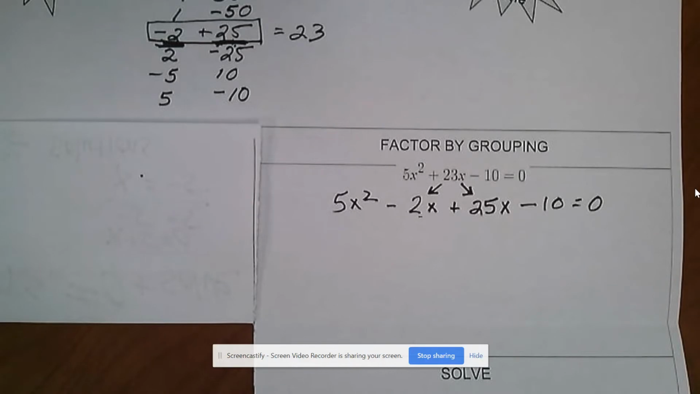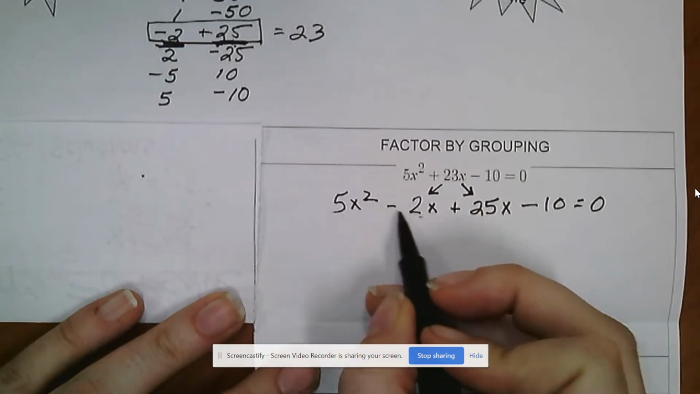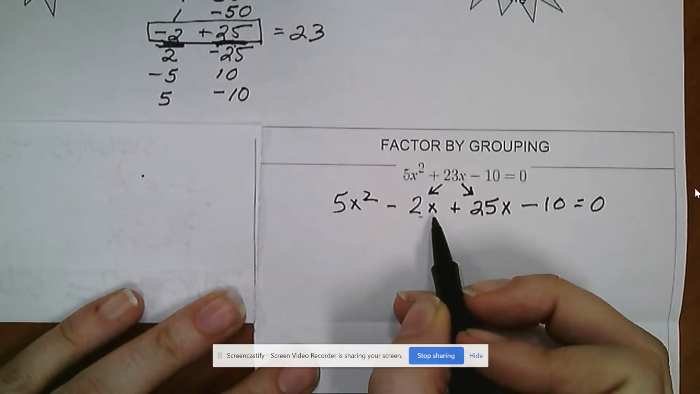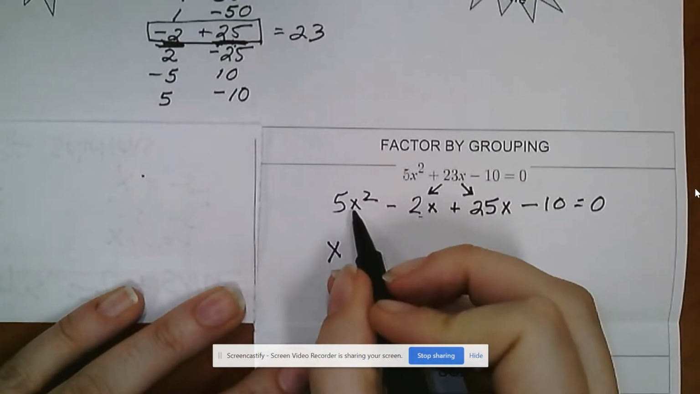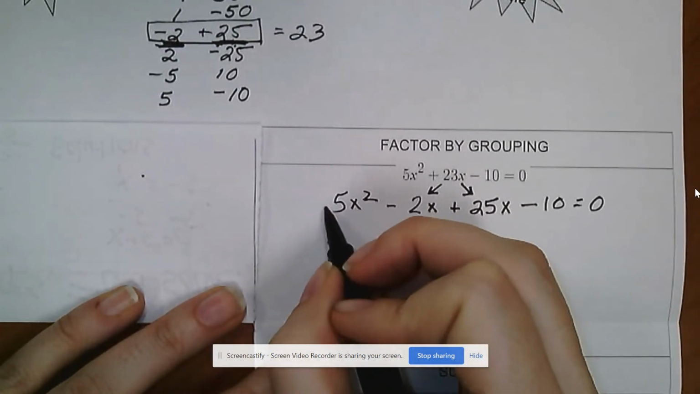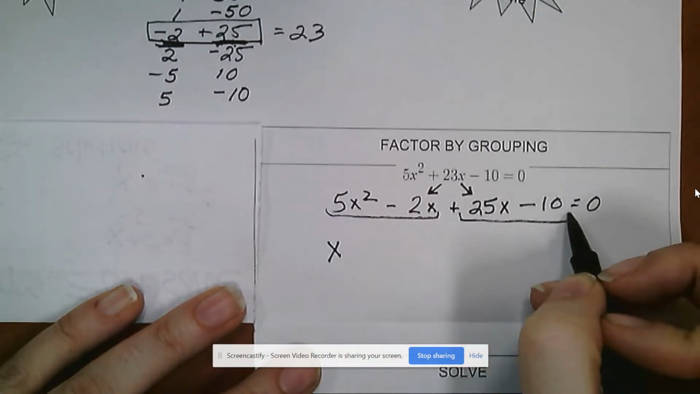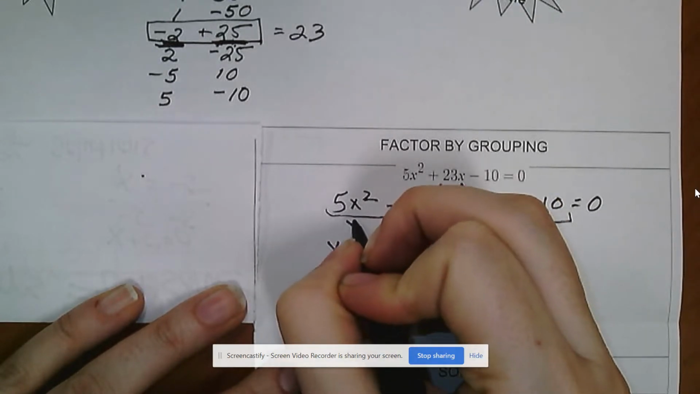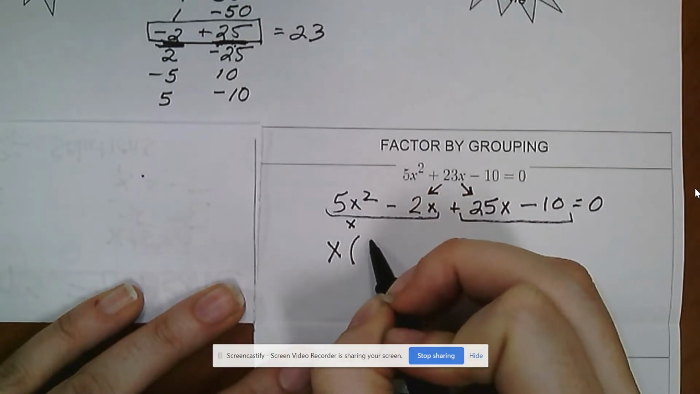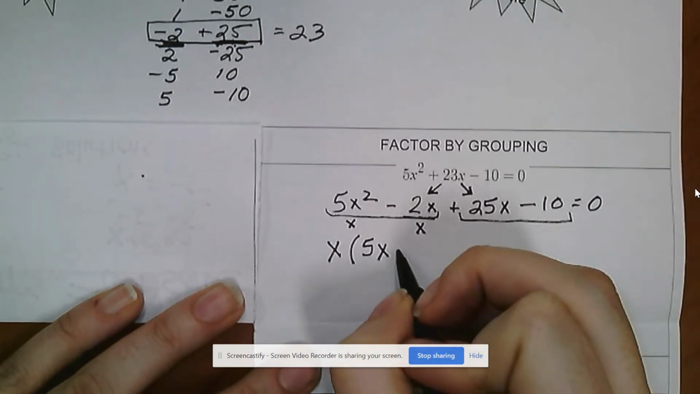So from this step, this is where we're going to need to really focus on the greatest common factor. So we need to find something that goes into 5x squared and -2x. And the only thing that works for these is x. X is the only thing that goes into both. So we're going to group these. We're going to look at the greatest common factor for those and the greatest common factor for those. So biggest thing between these two is x. So I'm going to divide this by x, and I end up with 5x. And I'm going to divide this by x, and I end up with -2.